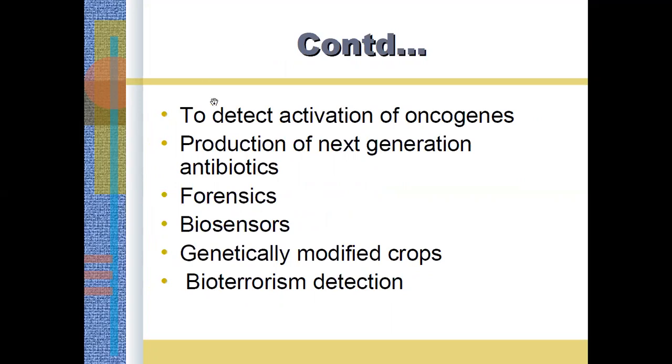To detect the activation of oncogenes, genetic engineering techniques are also used. Oncogenes, as I have already taught you, are the cancer causing genes, so in the genetic engineering branch they can also be detected. Genetic engineering is also beneficial in the production of next generation antibiotics, in forensics, in the creation of biosensors, in the creation of genetically modified crops, and also in bioterrorism detection.